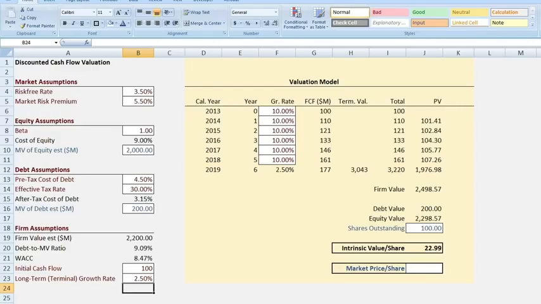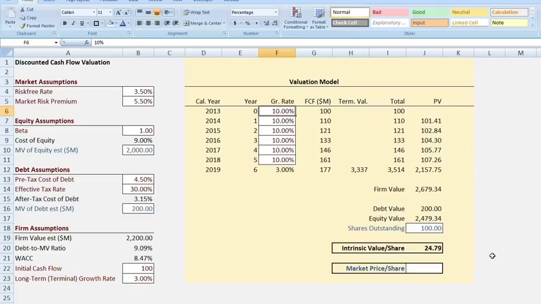That makes sense. The slower the firm grows, the less cash flows are available to shareholders, and that means less intrinsic value. Let me put that back up to 3%. So we go back to our base value of $24.79. Instead of changing that terminal growth rate, let's change the growth rate each year up to that point where that terminal growth rate kicks in.